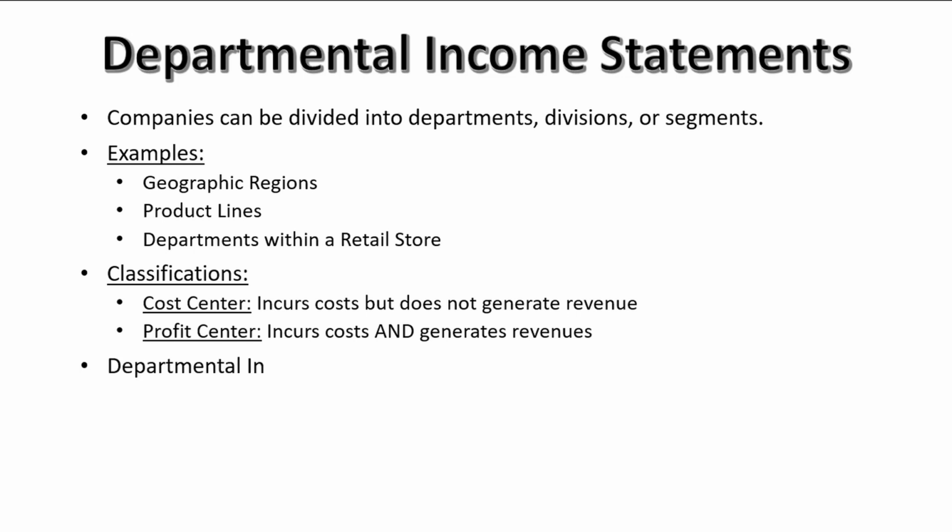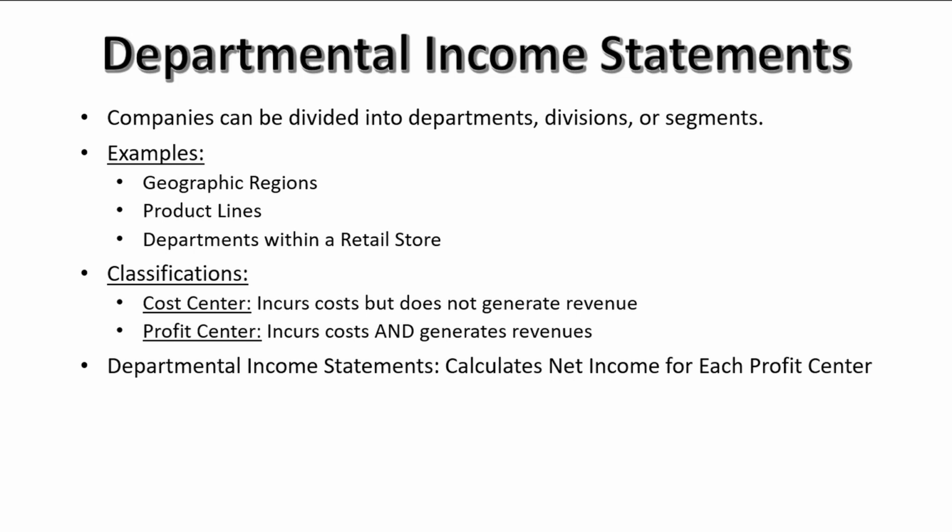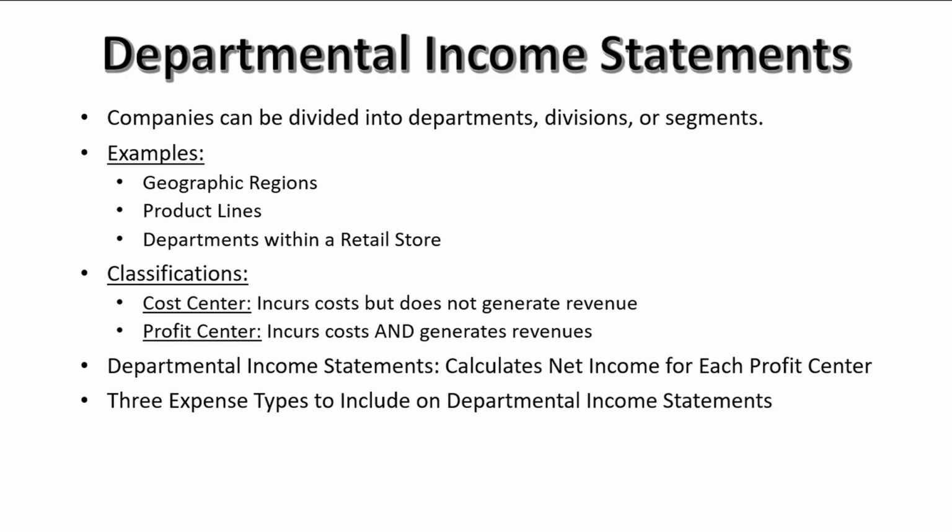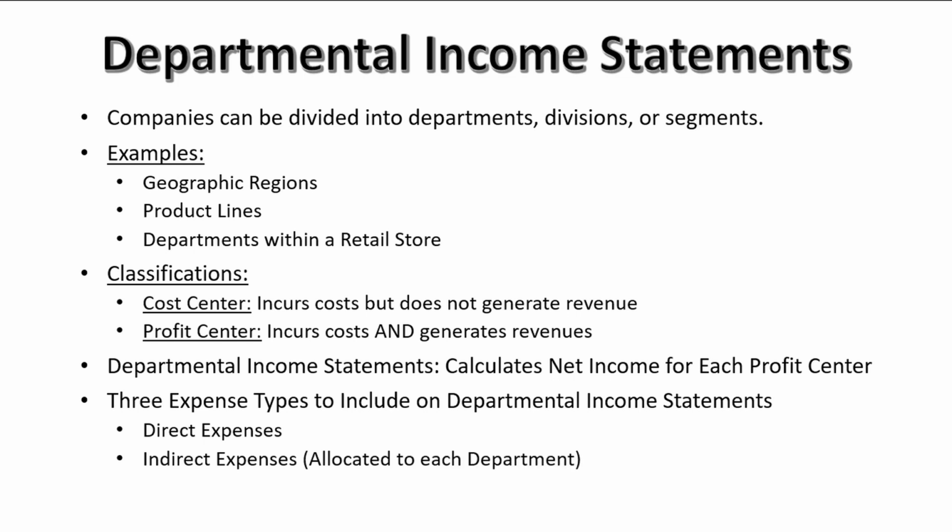We can create departmental income statements, which calculate the net income for each profit center. There are three types of expenses we will need to determine and include on the departmental income statements. First, there are the direct expenses, which can be traced directly to a specific department. Second, indirect expenses like rent, utilities, or advertising that apply to several departments must be allocated to each department. This is done using an allocation base that has a causal link to each indirect expense. For example, utilities might be allocated based on the number of square feet the department occupies.